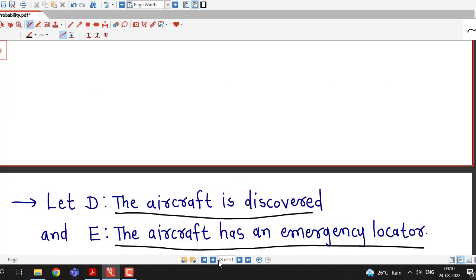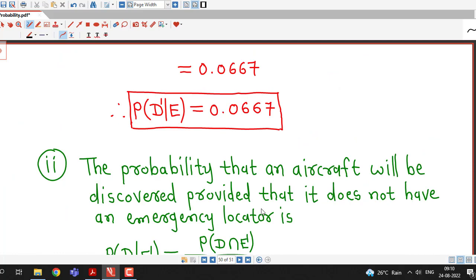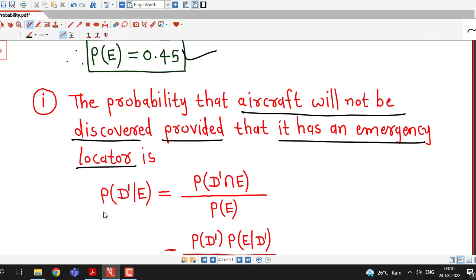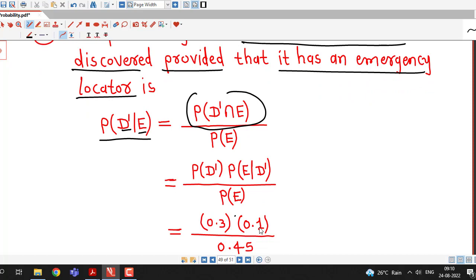Now in the first part we have to find that if it has an emergency locator, that is if event E is given, what is the probability that it will not be discovered, that is probability of D dash given E. Using the definition of conditional probability, it can be written as probability of D dash intersection E divided by probability of E. This we can write as probability of D dash times probability of E given D dash divided by probability of E. And we have obtained all these things.